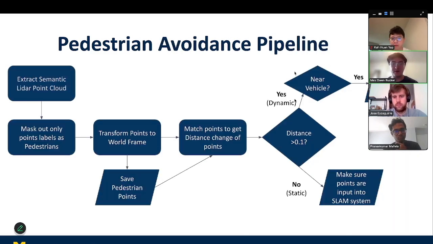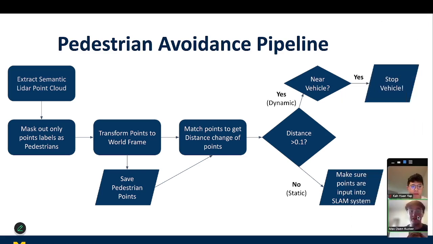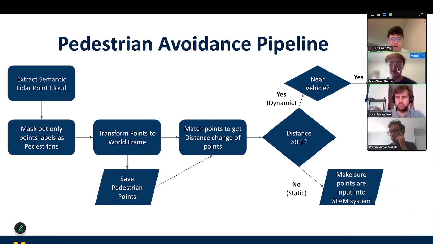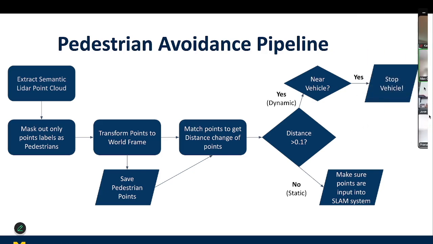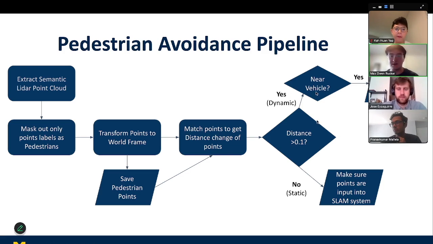So here's a simple pipeline of how our pedestrian avoidance actually works. We extract the semantic LiDAR point cloud and mask out the points labeled as pedestrians, and we then transform them into the world frame, which will then be used to calculate how far they change from one scan to another. And we do this in the world frame so we don't get their movement relative to the car, but relative to the actual global world. Once we have this distance, if it's greater than 0.1, we mark them as dynamic. And if they're near the vehicle, we'll stop the vehicle. But if they're not dynamic, we just make sure that they pass into the SLAM system to get used in the occupancy grid.